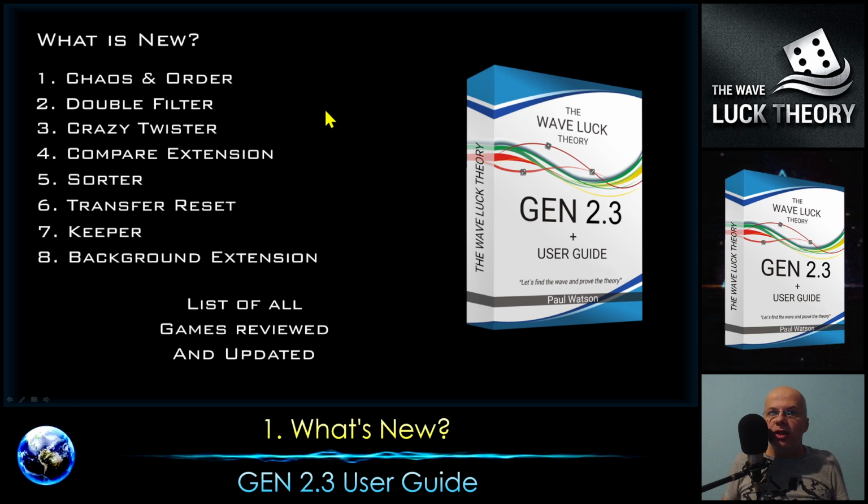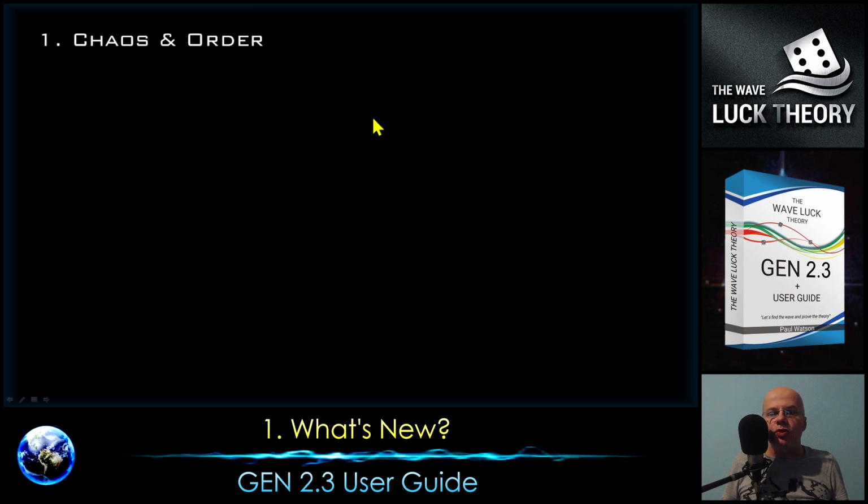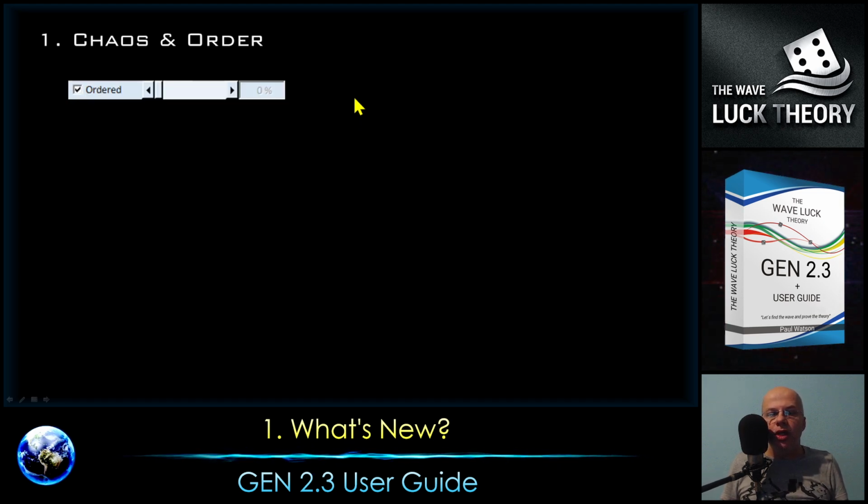Let's start with the first one, called Chaos and Order, which also knows how to consider the order in which the numbers are drawn. Here is the control panel, where you can select that the order is considered, and then you can adjust the second property from 0 to 100%. In this case, the influence of these numbers which were not drawn in the right order.